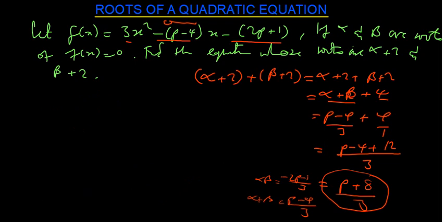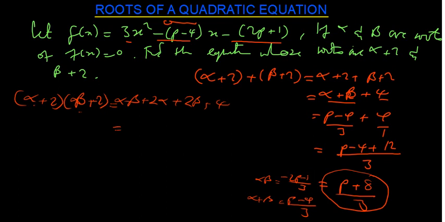So for our product, we are going to have alpha plus 2 multiplied by beta plus 2. So that will give us alpha times beta, that will be alpha beta. Alpha times 2, that will be 2 alpha. 2 times beta, that will be 2 beta. Then 2 times 2, that will give us 4. So we can factorize these two parts. That will give us alpha beta plus 2 open brackets alpha plus beta, plus 4.